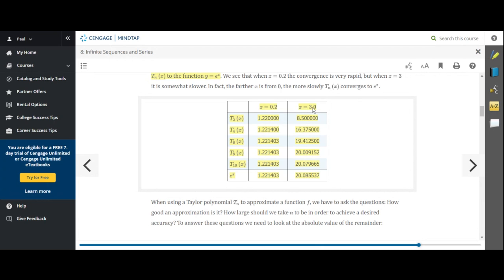Look at when x equals 3. When x equals 3, e to the 3rd power is equal to 20.085537. Which polynomial, T2, T4, T6, T8, or T10, does the best job in approximating e to the 3rd power? Michael says the 10th degree Taylor polynomial. Who agrees with Michael? Does anyone disagree?